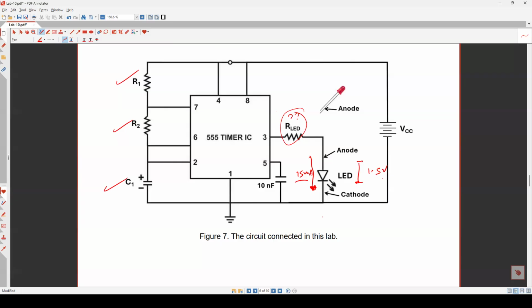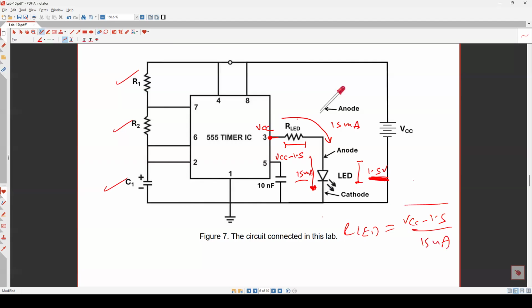So what happens here? How can you do it? I already know the output here should be VCC. I need to find what value goes here. I already know the current: it has to be 15 milliampere. And I know the LED is already 1.5 volt. So that means the voltage across the resistor has to be VCC minus 1.5, whatever value you select for VCC. So R lit should equal VCC minus 1.5 divided by 15 milliampere.